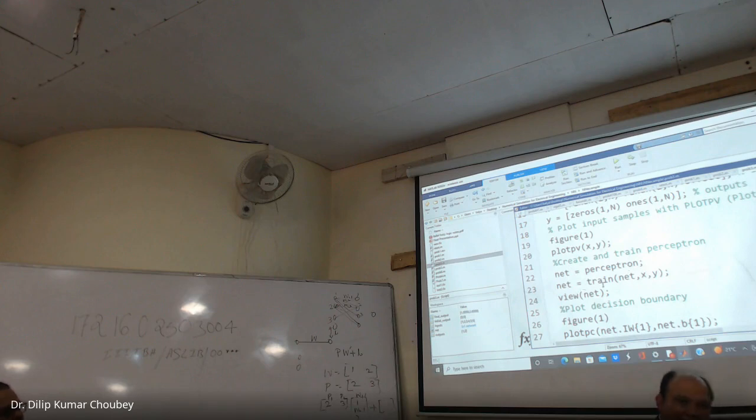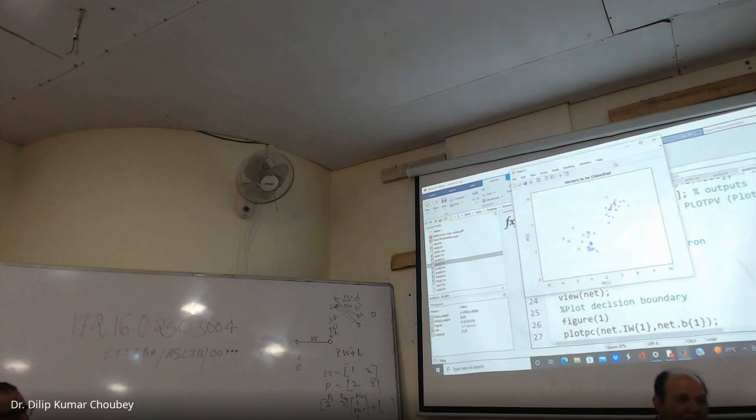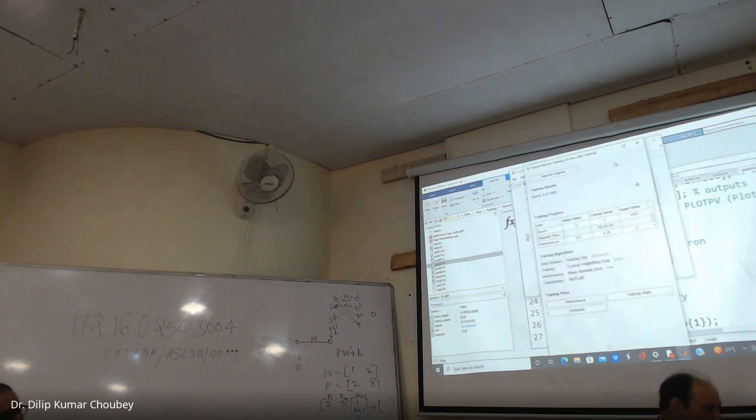Then you tell the network. So this is net equals train, net comma x comma y. Then we find the view of net. Then we find figure 1, and after that you can plot the perceptron network, the weight matrix as well as the bias. So you can see how they will come. I do not go to the train network; I can only use the perceptron network. So how will they be?